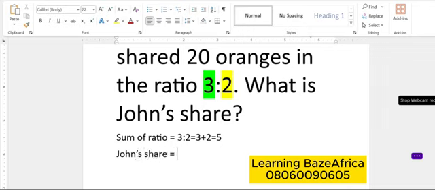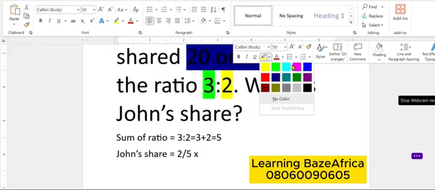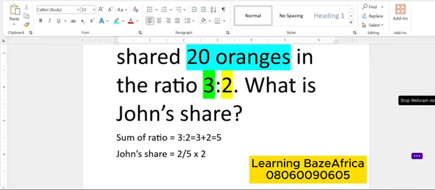John's share is equal to 2, which is for John, divided by the total number of ratio, that's the sum of ratio, which is 5, then times the item to be shared. Look at it, the item to be shared is 20 oranges, so that will be multiplied by 20 oranges.